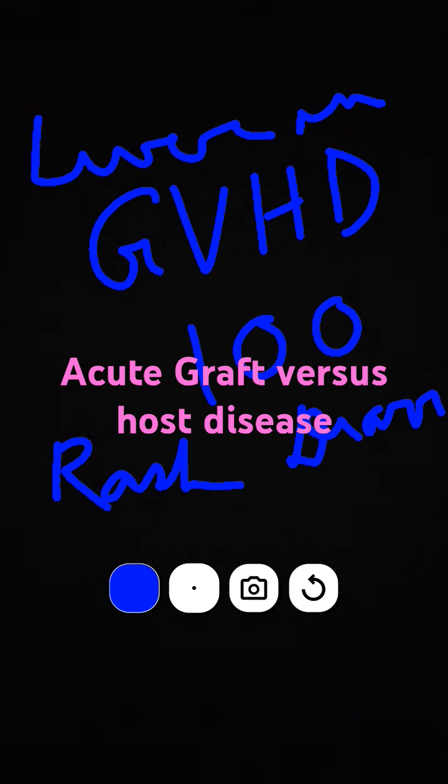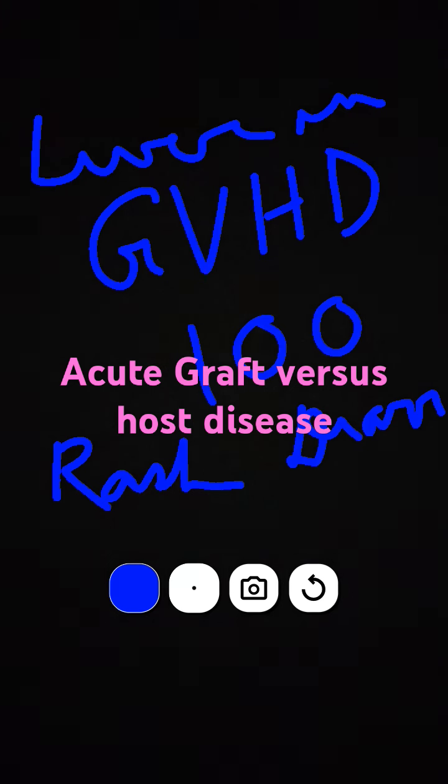There are also some infections. Acute graft versus host disease usually happens within 100 days, and there are some organisms that can cause post transplant infection. CMV is the number one cause of post transplant infection.